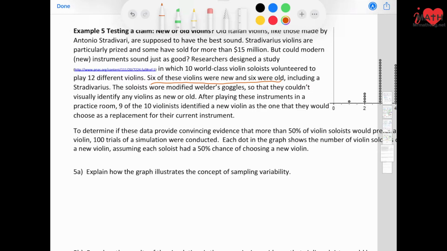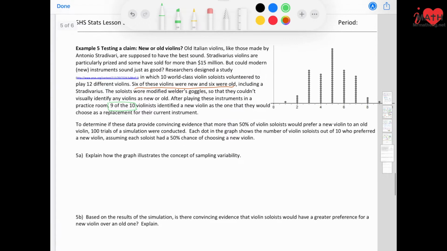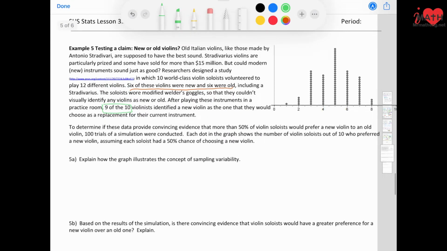Including a Strat. The soloists wore modified welder goggles so that they couldn't visually identify any violins as new or old. After playing these instruments in a practice room, 9 out of 10 violinists identified a new violin as the one that they would choose as a replacement for their current instrument. Determine if these data provide convincing evidence that more than 50% of violin soloists would prefer a new violin to an old one.